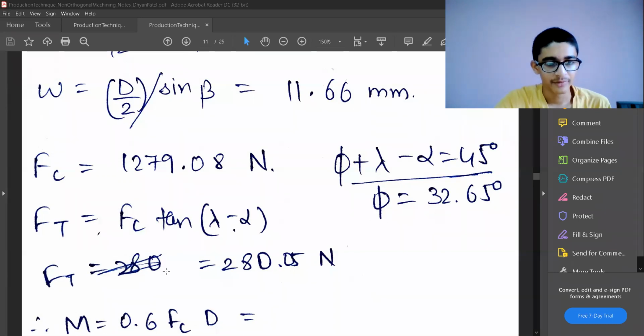And from the formula for torque, which we have seen earlier, moment is equal to 0.6 FC into D. We already have the FC value, we already have the D value. So we have got the final torque value also. So we'll stop over here. In the next video, we'll start with the milling operation in detail. Thank you.